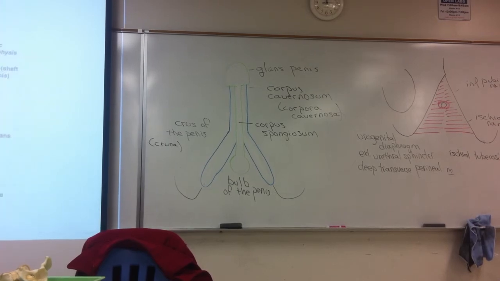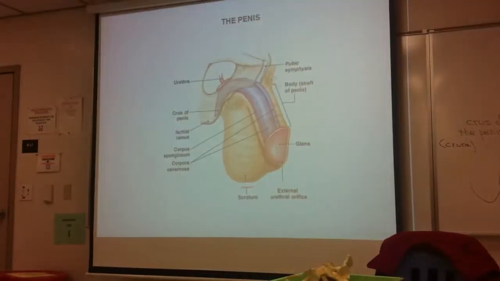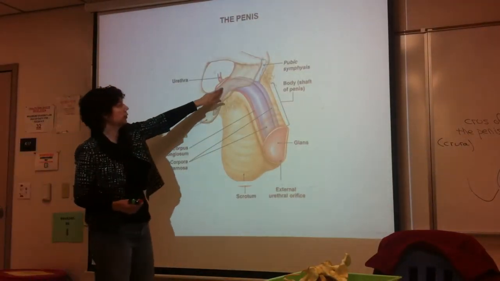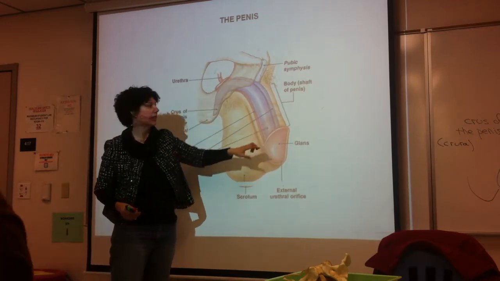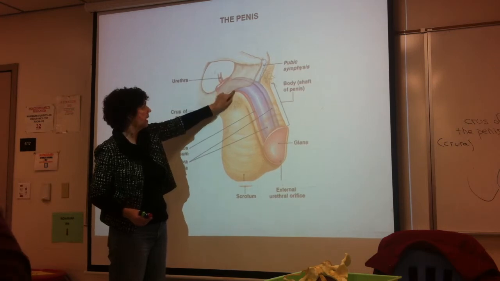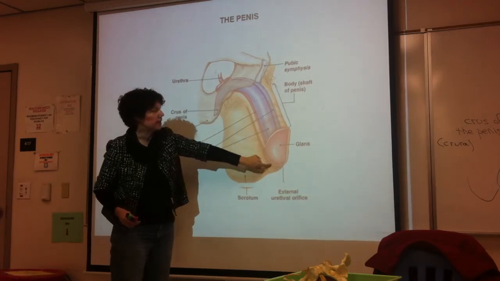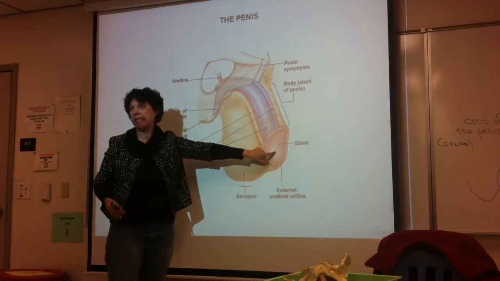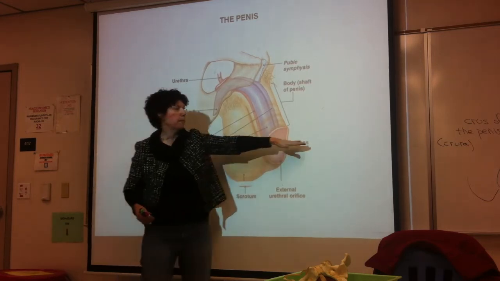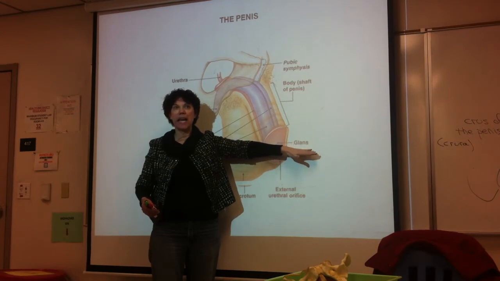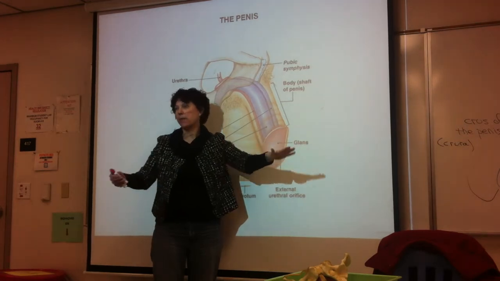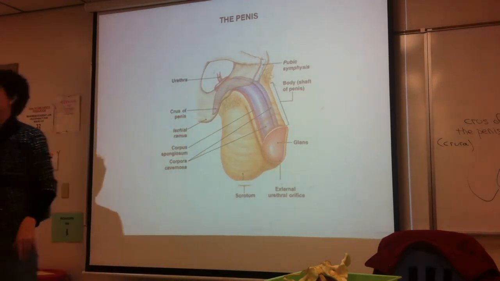If we go back to this image here, we're seeing the crus, the two corpora cavernosa, the bulb, and the corpus spongiosum expanding to form the glans penis. Okay? I want penis on the end of it, not just glans, because in the female we have the glans clitoris. I want you paying attention to whether we're looking at male or female.